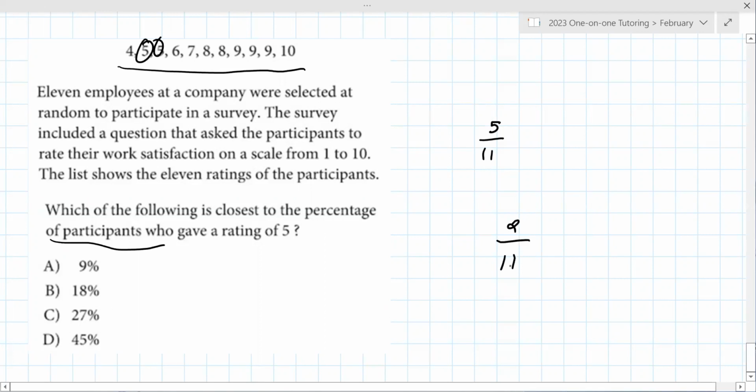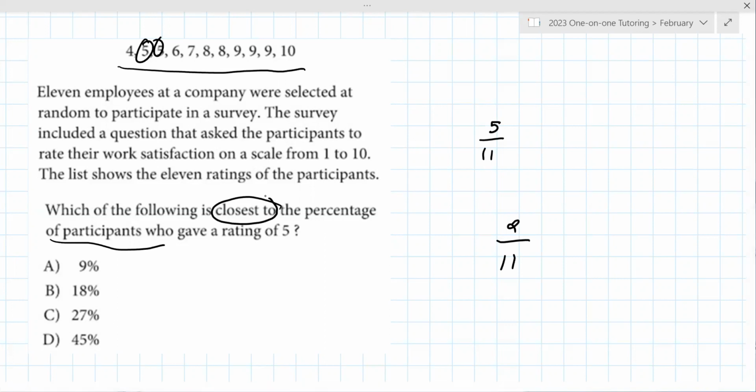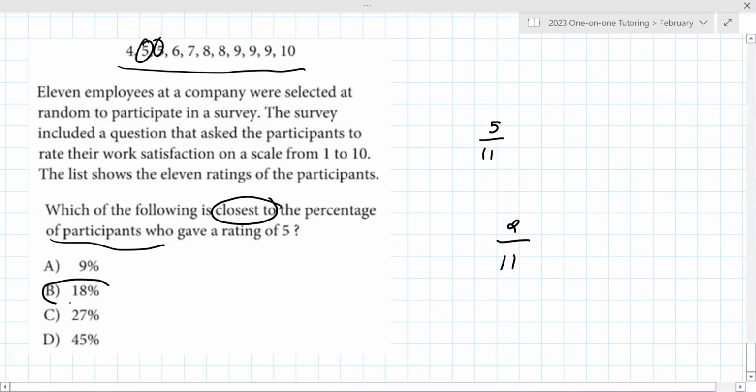Now, in terms of estimation, because it says closest to, you want to think of 11 as being about 10. So what's 2 out of 10? 0.2. Yes, or about 20%, or letter B.